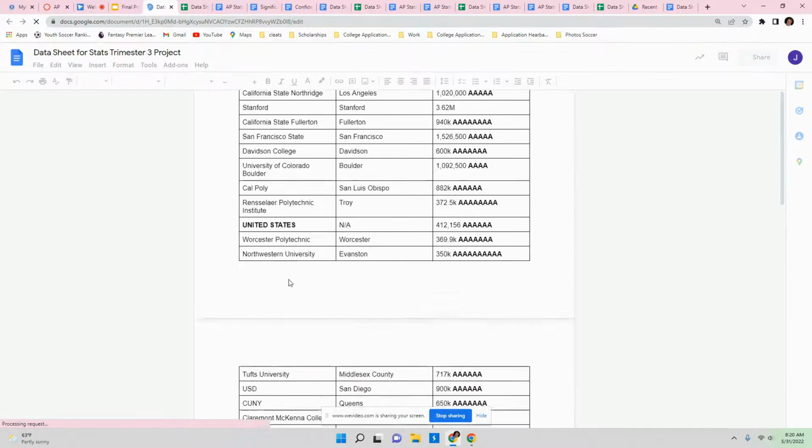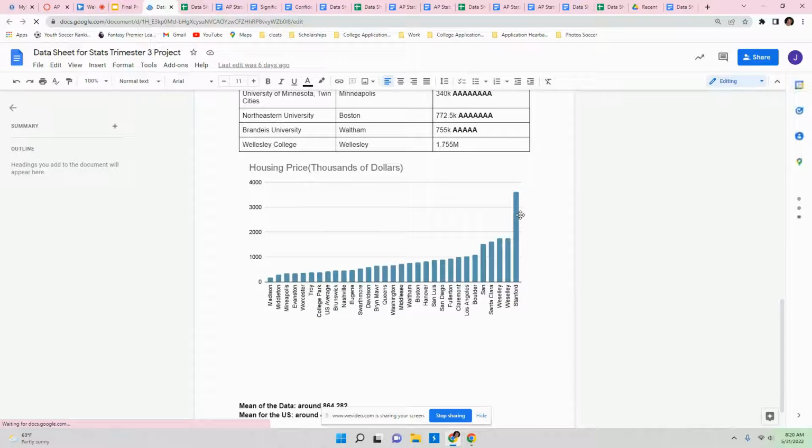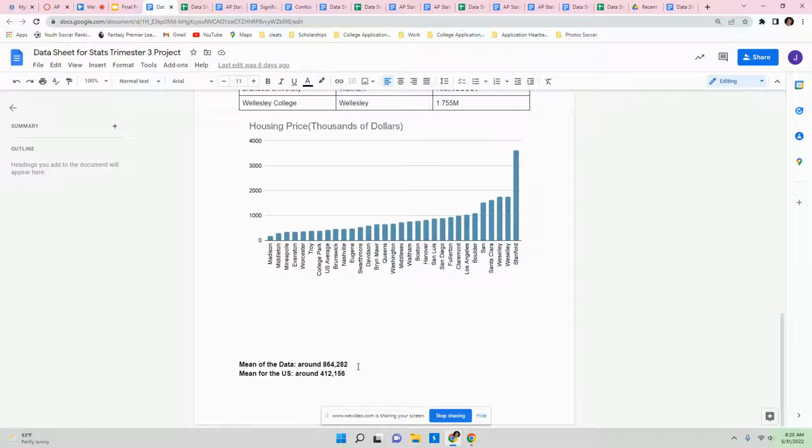So we'll go down here, and we can see that that Stanford value is definitely an outlier here. Madison County not as much, but Stanford definitely skewing that data. And we can already see from this graph that most likely our alternative hypothesis is definitely going to be true. Our mean was about 864,000, and our mean for the US was 412,000. So we can see that our alternative hypothesis is almost definitely true here.